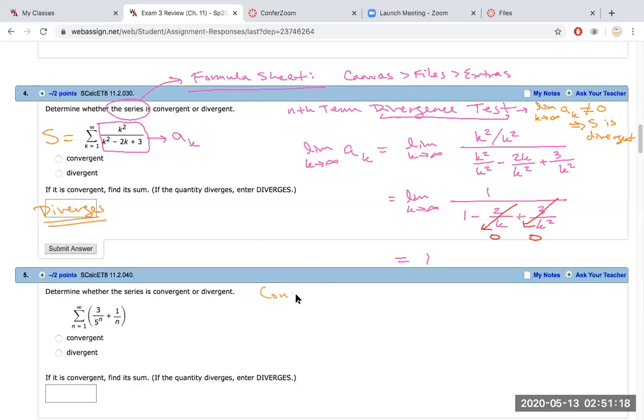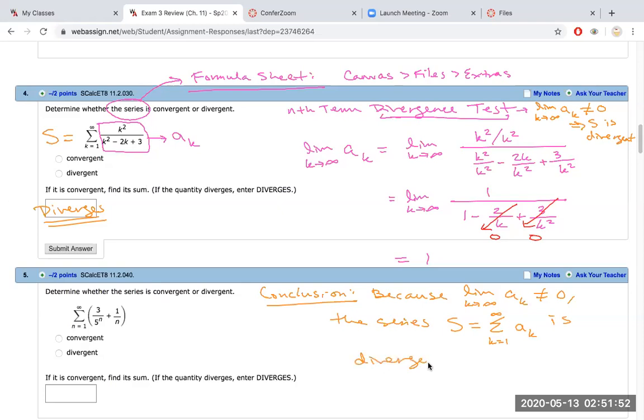So conclusion: because the limit as k goes to infinity of a sub k is not equal to 0, the series S, which equals the summation k from 1 to infinity of a sub k, is divergent. You could just abbreviate it S if you call S the series up here. So do note the difference between a sequence being convergent and a series being convergent.